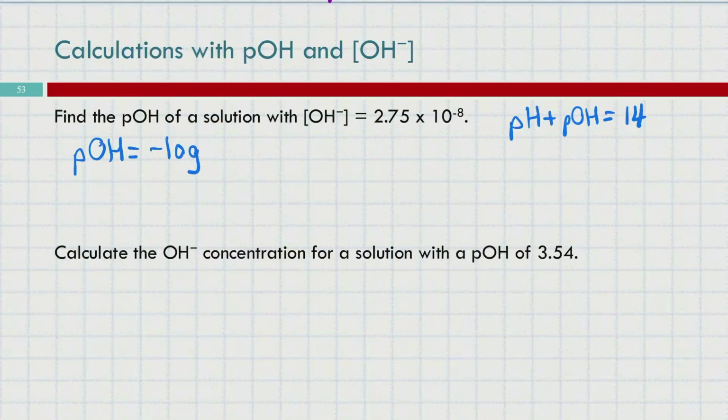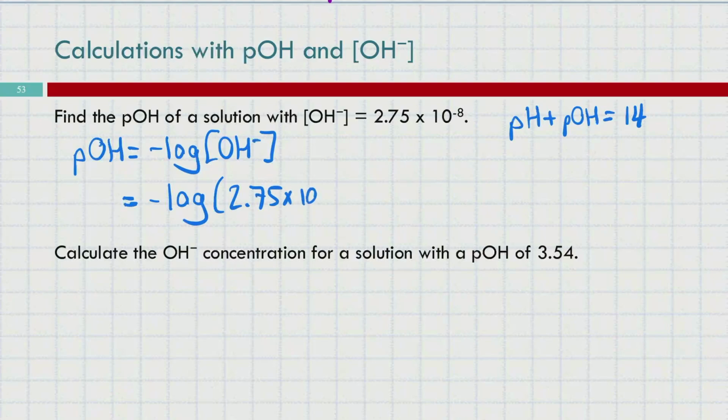pOH equals negative log hydroxide. So we're going to plug in negative log 2.75 times 10 to the minus 8. We would expect the number that we get out to be 8 plus or minus 1. And the number that we get out is 7.56 for our pOH.